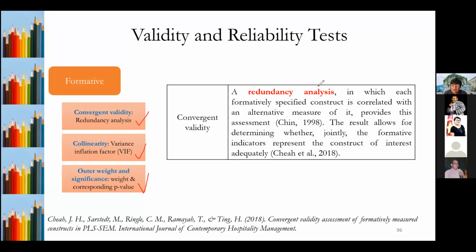So, ang una nating ginagawa is yung tinatawag nating redundancy analysis. Redundancy analysis allows us to determine whether or not jointly the formative indicators represent the construct of interest adequately. In short, ang convergent validity ina-assure tayo bilang researcher na yung mga items na nakalagay doon sa formative constructs are the items that really measure the formative construct. Yon ang reason bakit tayo gumagamit ng redundancy analysis. Later, papakita ko sa published paper kung paano nire-report yon.